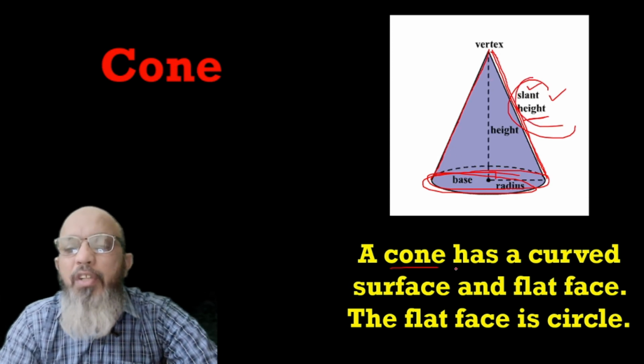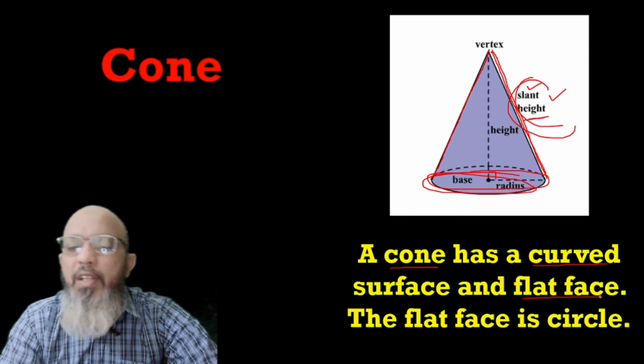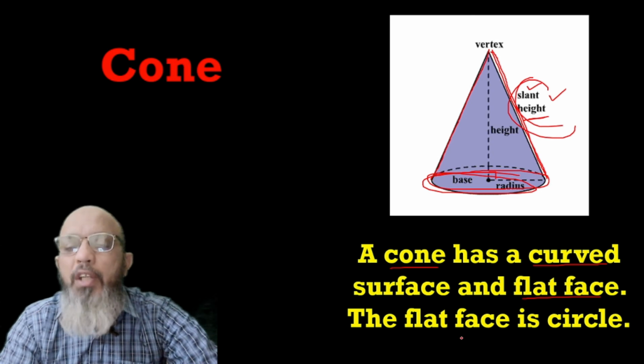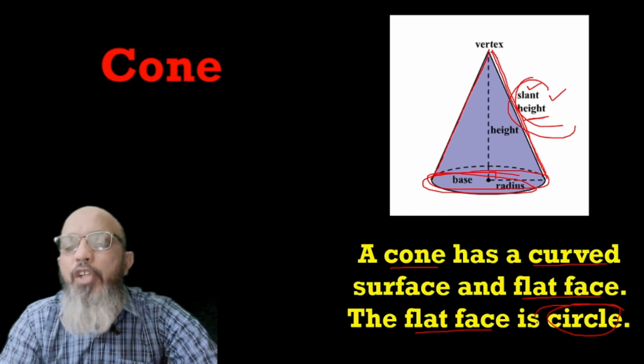And what is the definition? A cone has a curved surface and a flat face, and the most important thing is that the flat face is of a circular shape, it is a circle. Keep this in your mind. So now what comes next?